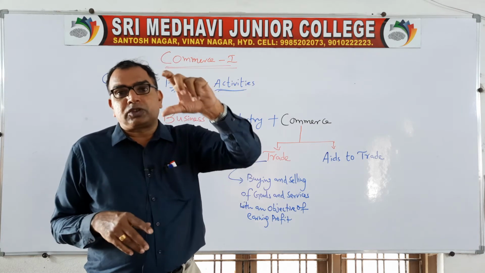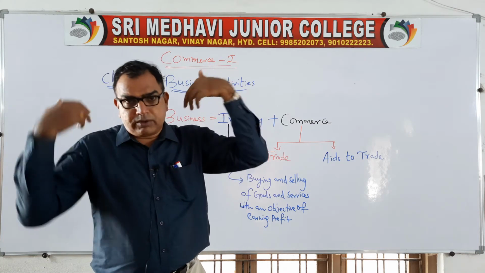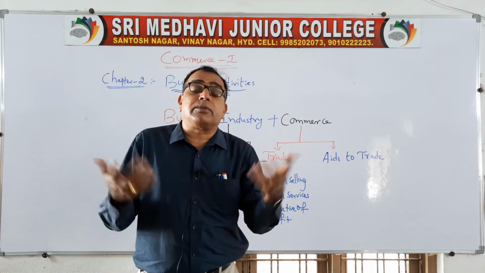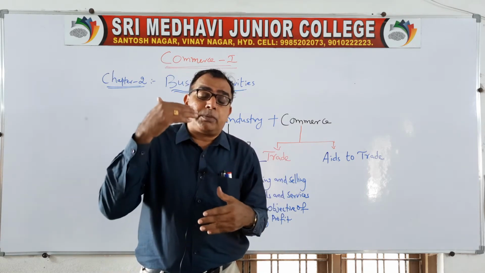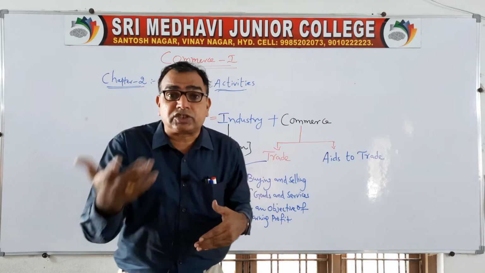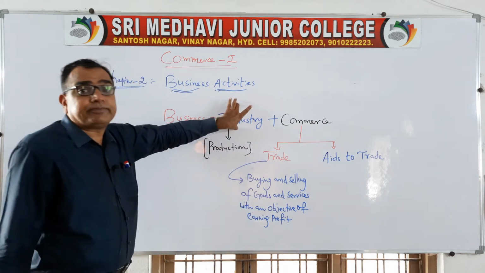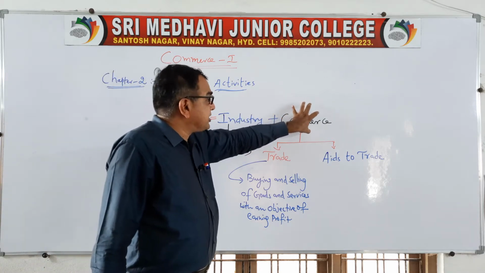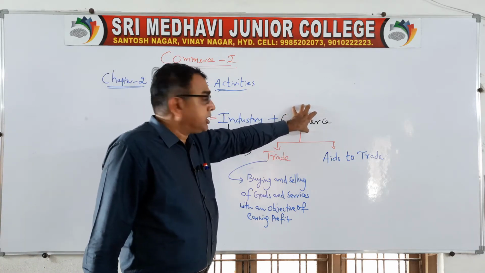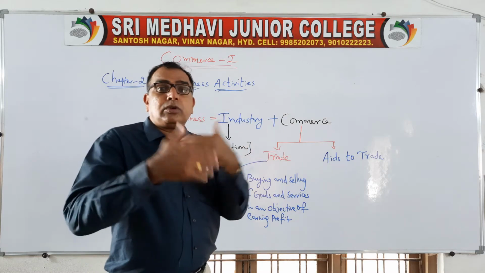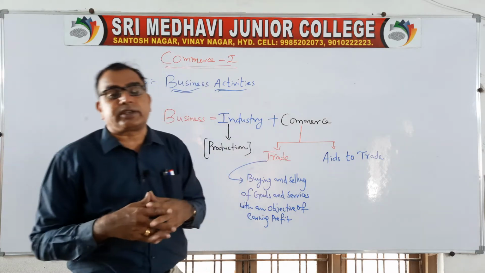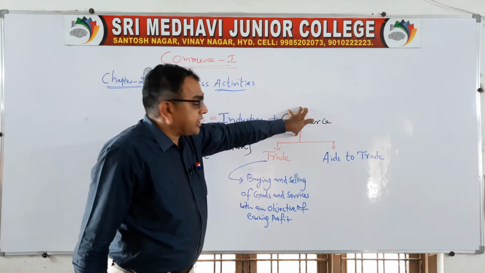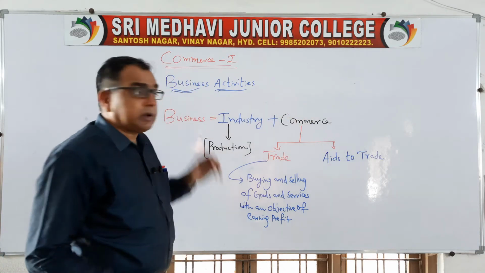Okay, plastic disposable glasses, whatever the clothes, costumes we are wearing, footwear we are wearing, all these are nothing but goods. So the place where goods are manufactured is called industry. Now what is commerce? Commerce is that part of the business which helps you to distribute your goods to the consumers. Okay. Without the help of commerce activities, business will not take place.